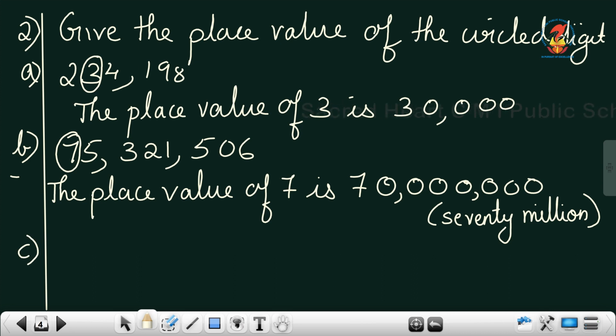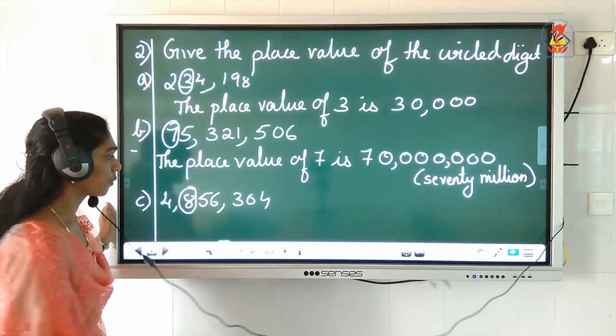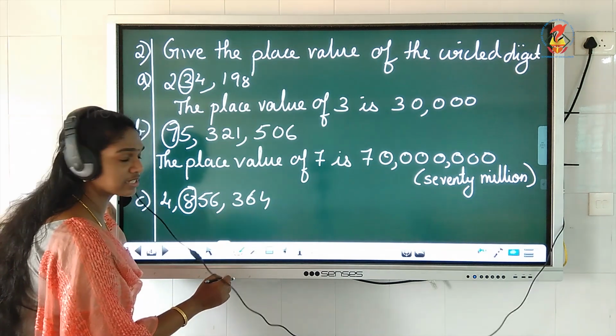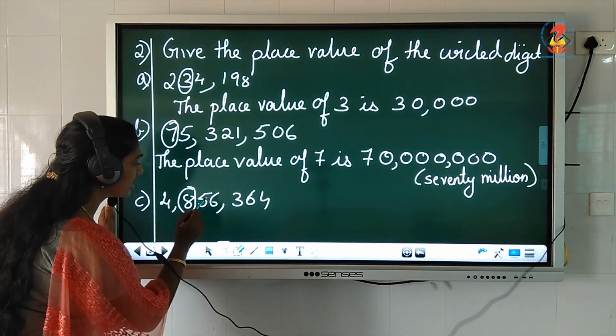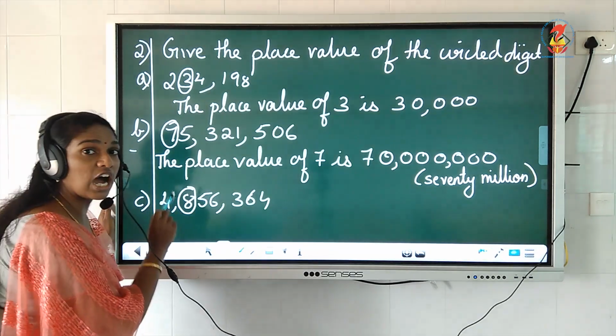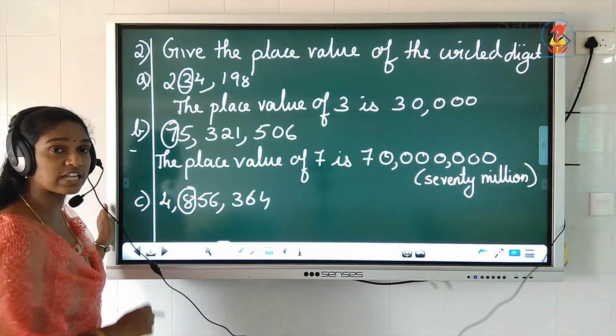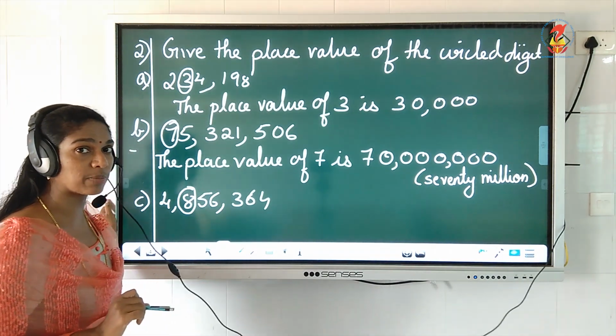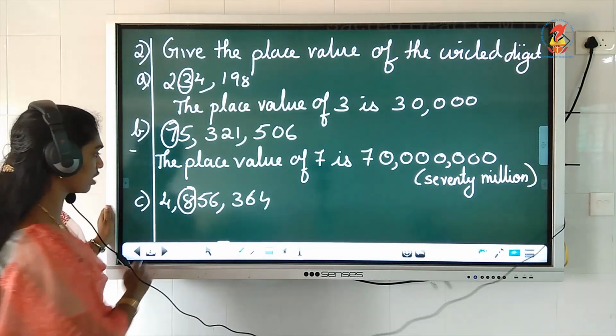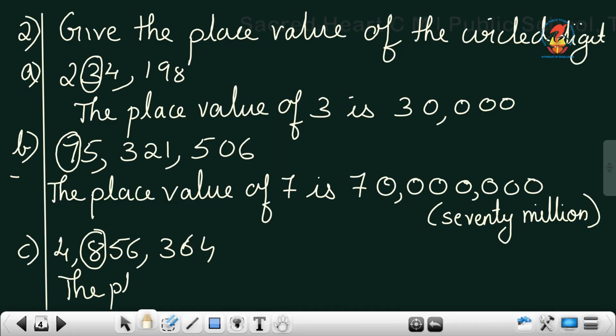Now, see the question. 4,856,304. In this, 8 is circled. So, tell me children, 8 is coming in which place? This is ones, tens, hundreds, thousands, 10,000s, 100,000s. So, 8 is coming in the 100,000s place. So, the place value is 800,000.